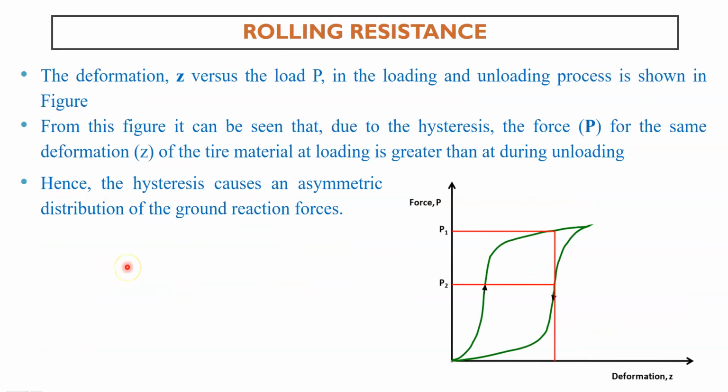The deformation Z versus the load P in the loading and unloading process is shown in the figure. This curve represents the loading. Loading means the vehicle is moving, the loading on the road. One part will be loading and the other part will be unloading. When the vehicle is moving, if you imagine the movement of the tire, one part will be loading and the other part will be unloading. This is the curve showing the loading condition and this is the curve showing the unloading condition.